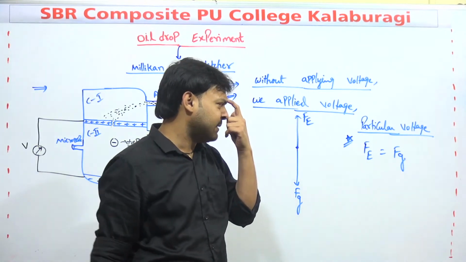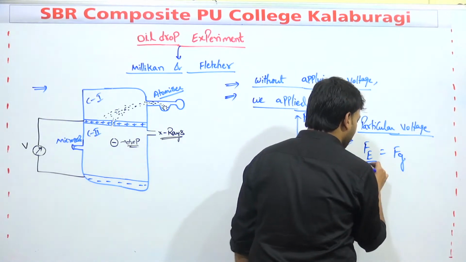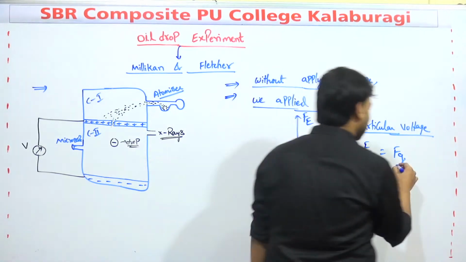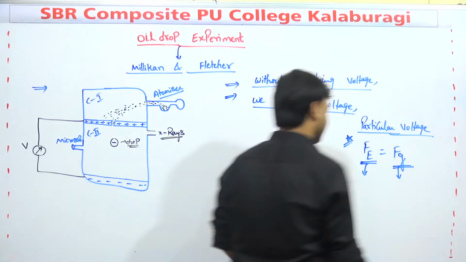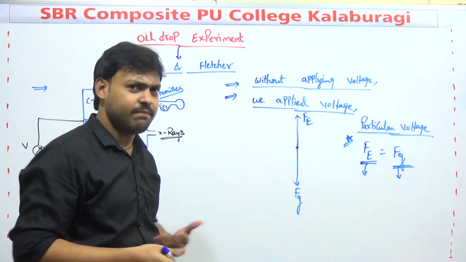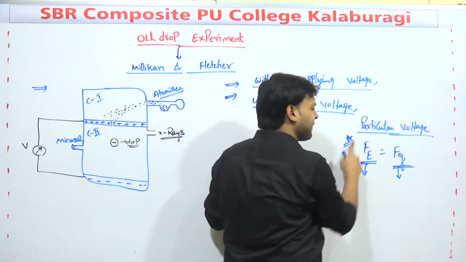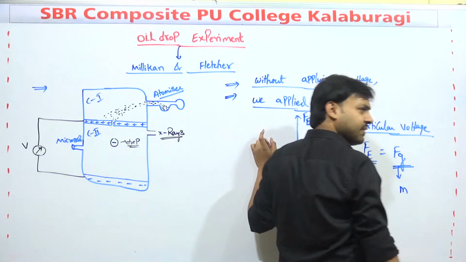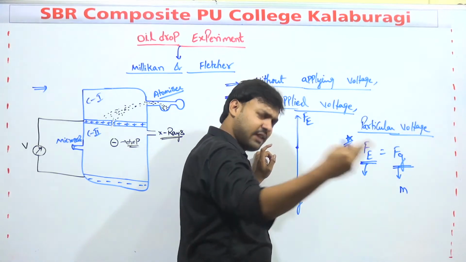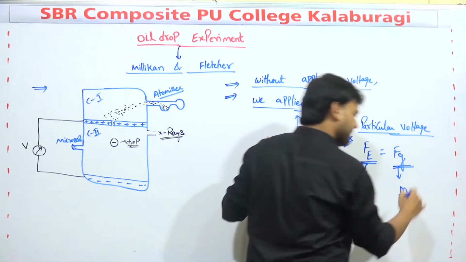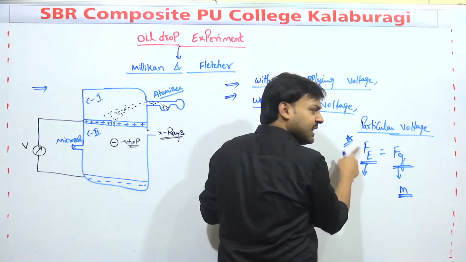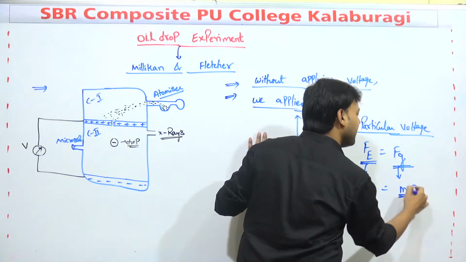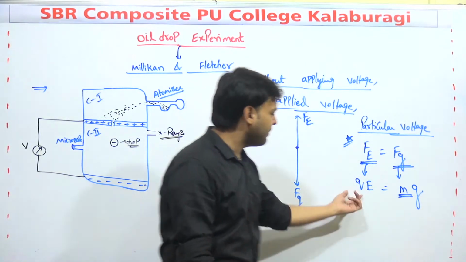Now try to write something. What does the force of the electric field depend on? And what does gravity depend on? Gravity depends on mass, and g is a constant, so don't worry about that. It depends on mass. Now we know the formula: QE equals mg.